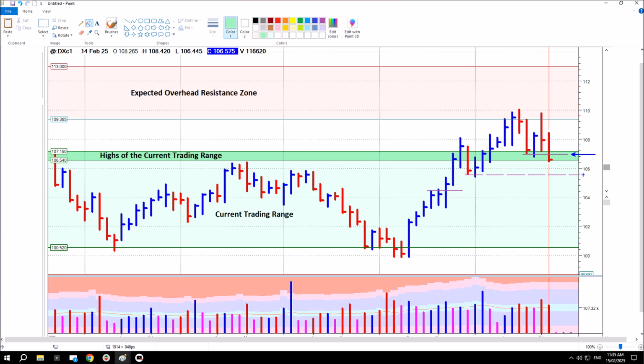The more serious level is here, just below 106. A clear break and close below that level really would be damaging to the market. Would probably see price move considerably lower.